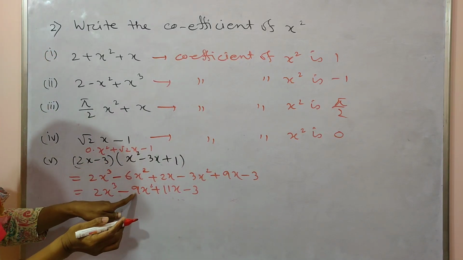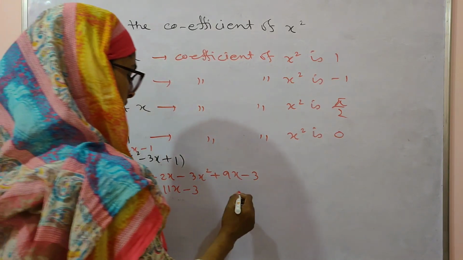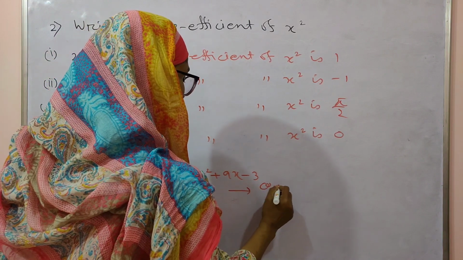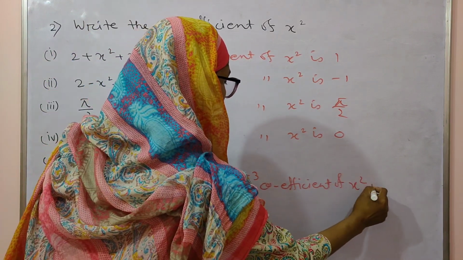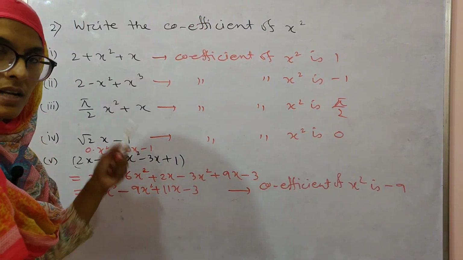So here the coefficient of x square is minus 9. You can write the notes.